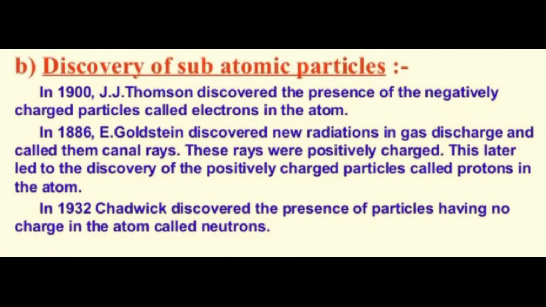Discovery of subatomic particles. In 1900, J.J. Thomson discovered the negatively charged particles called electrons in the atom. In 1886, E. Goldstein discovered new rays in gas discharge and called them canal rays. These rays were positively charged. This later led to the discovery of the positively charged particles called protons in the atom. In 1932, Chadwick discovered particles having no charge in the atom, called neutrons.